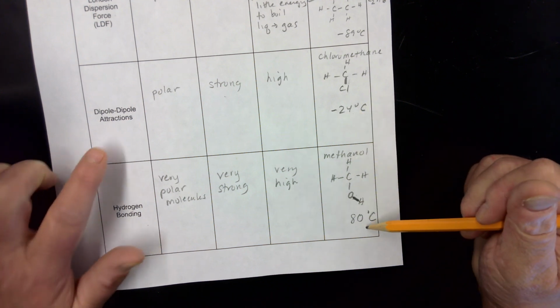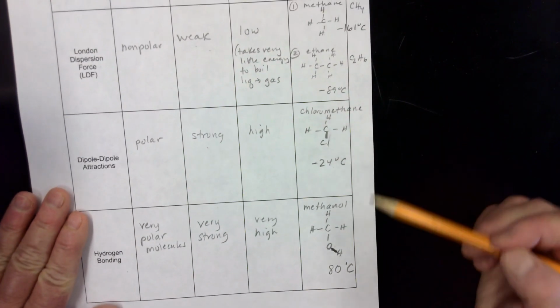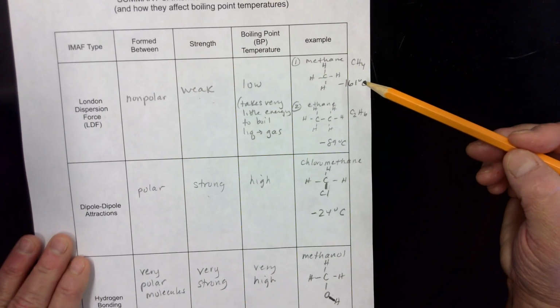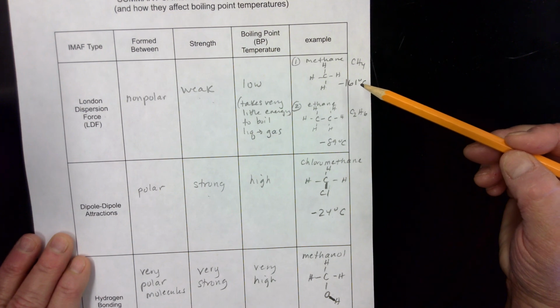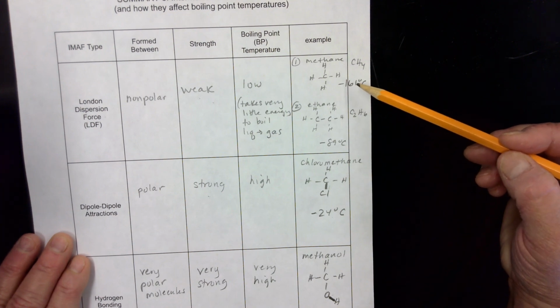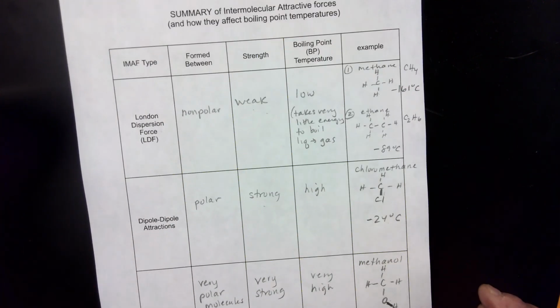So this is a good measurable indicator of increasing strength of intermolecular forces and their impact on boiling points. All right, this concludes our lesson on intermolecular attractive forces and their effect on boiling point temperatures. We'll see you back in the classroom.